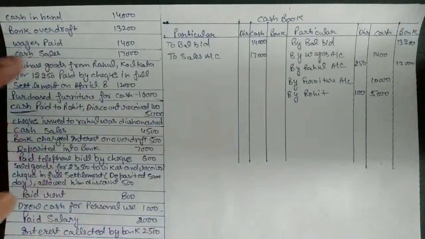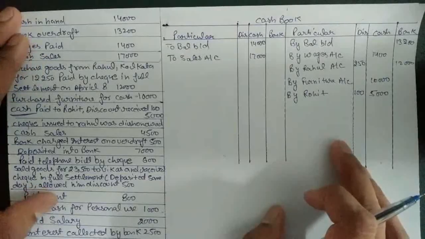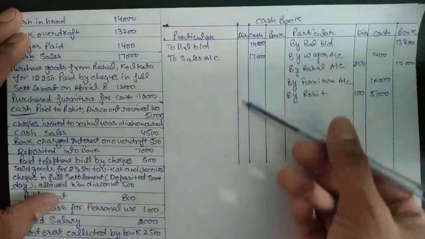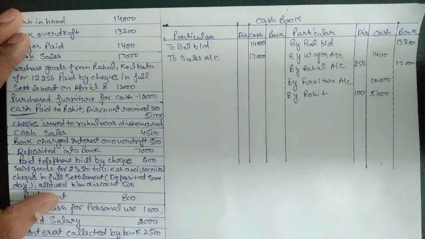So this is how the discount column works. If we are allowing discount to anyone, we will put it on this side, because we can allow discount to anyone only in the cases when we are receiving payment from that person.